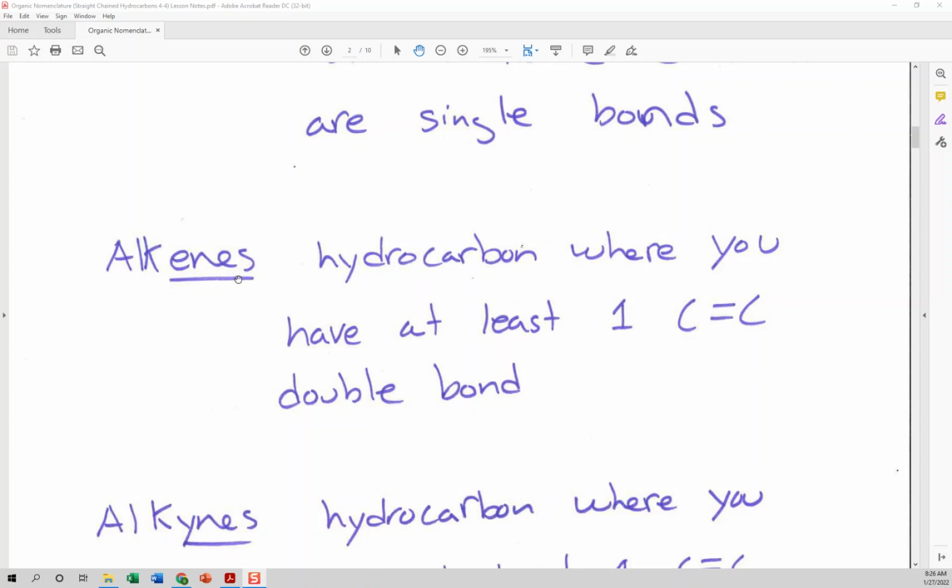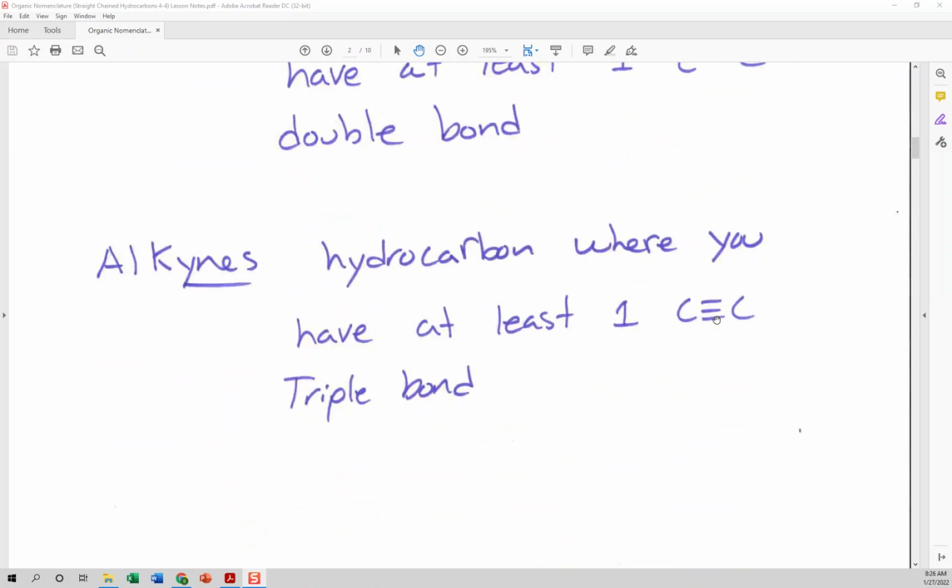An alkene is where you have at least one carbon-carbon bond, but it's a double bond, so 4 electrons being shared. And then you guessed it, an alkyne is a hydrocarbon where at least one of your carbon-carbon bonds is a triple bond, so 6 electrons being shared, okay?